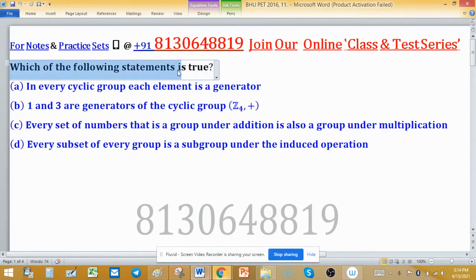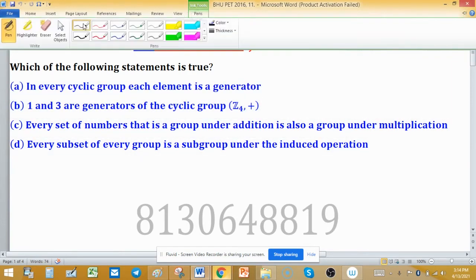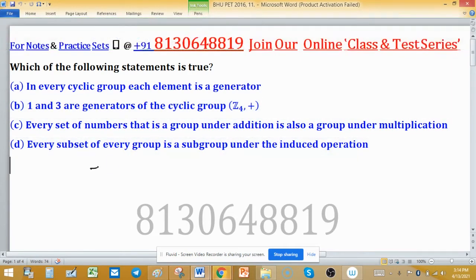Which of the following statements is true? In option A: in every cyclic group, each element is a generator. This statement is false. You can consider the cyclic group Z, which is generated by 1 and minus 1. So not all elements are generators, because the given statement says in every cyclic group each element is a generator, so this statement is false.